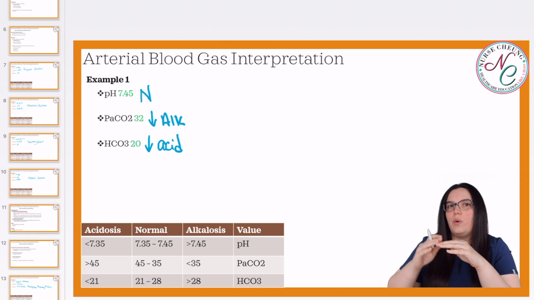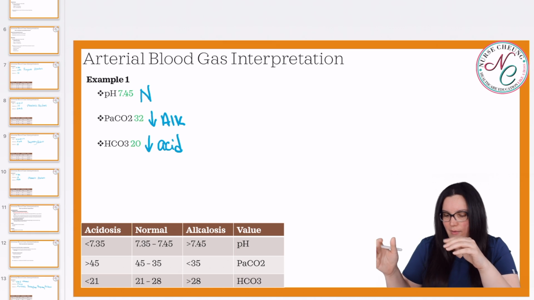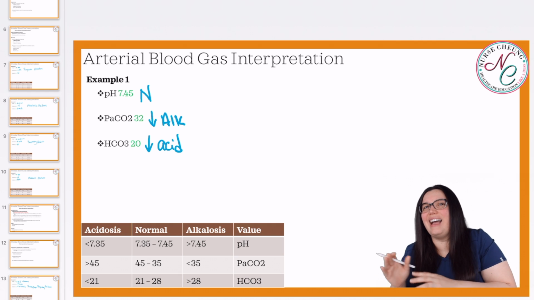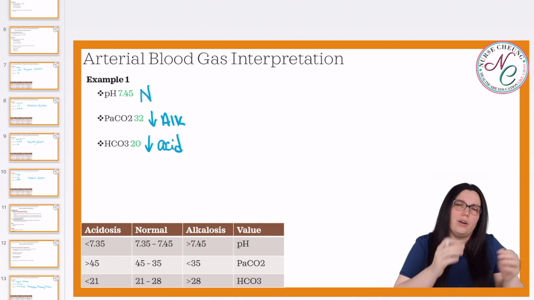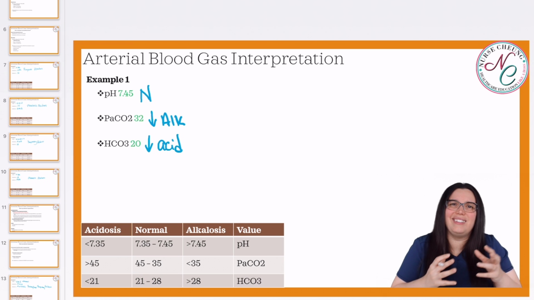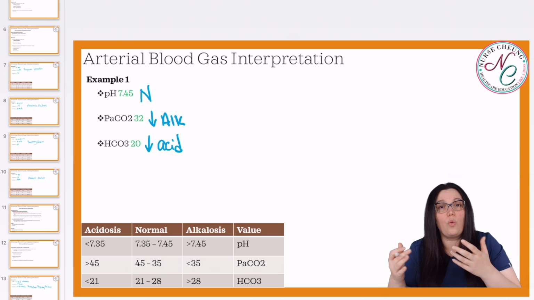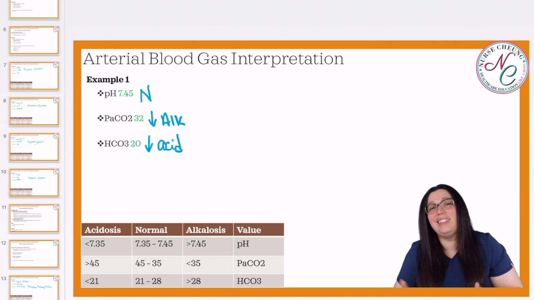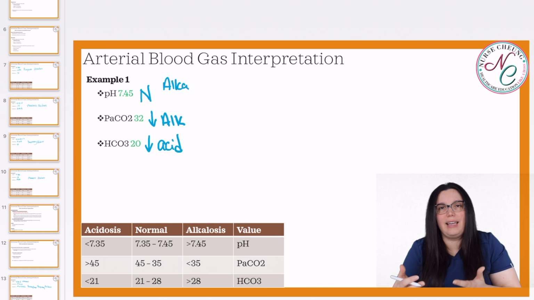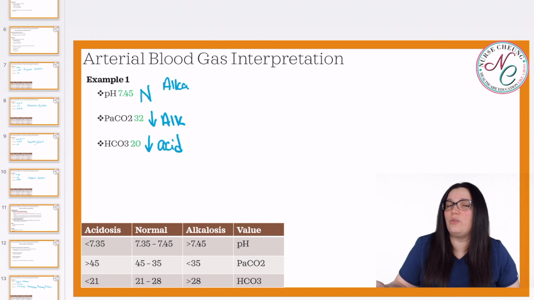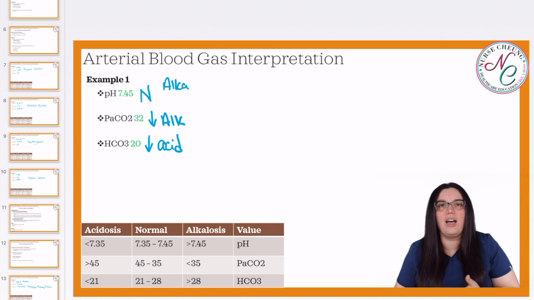So if it's 7.4 and above, 7.4 to 7.45, we're kind of leaning more towards an alkalotic state. Whereas if it's 7.35 to 7.4, we're kind of leaning more towards an acidic state. So in this case, our pH is neutral, but it's leaning more towards an alkalosis. Right? So what agrees with the alkalosis out of our respiratory and metabolic components? Well, that's going to be your PaCO2. Our PaCO2 is 32. It's more alkalotic, which means we have less acids to make it normal.